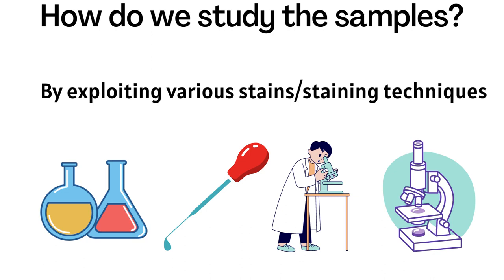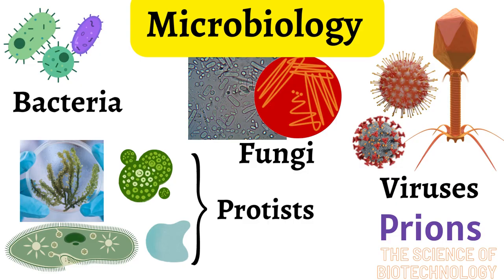And the microscopic examination of the bacteria reveals various types of shapes, including the cocci, the bacilli, the comma shapes, and so on. Overall, in microbiology, we study about bacteria, both eubacteria and archaebacteria, fungi like yeasts and molds, algae, protozoa, and viruses. Now, let's first have a look at the bacteria.